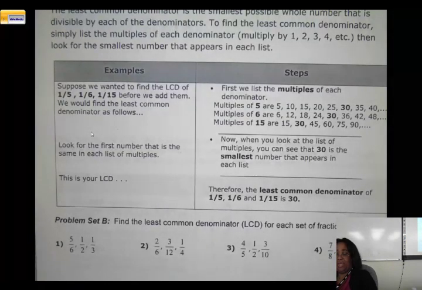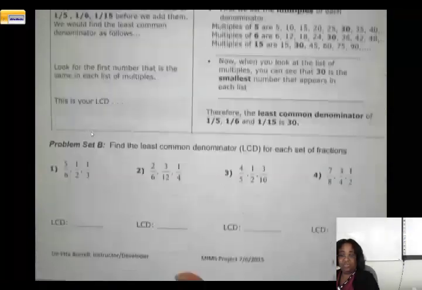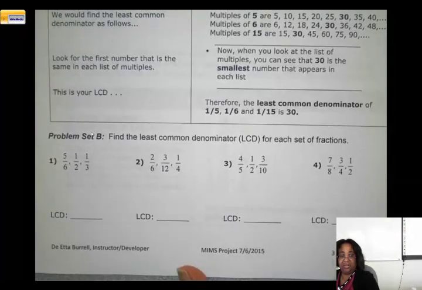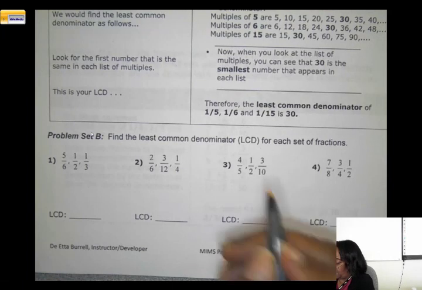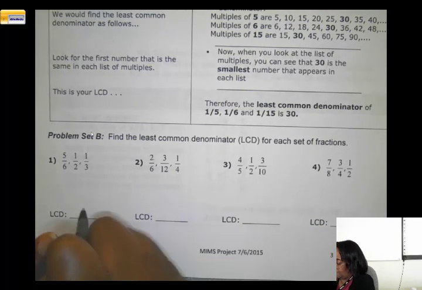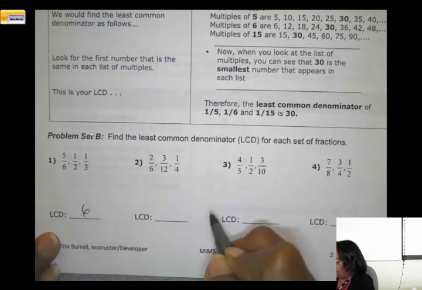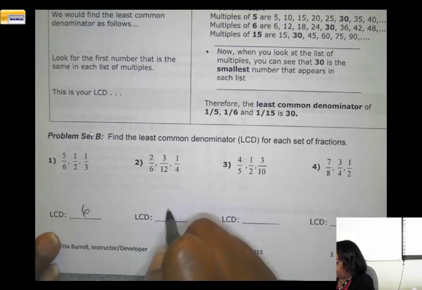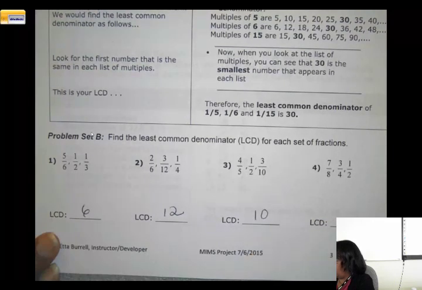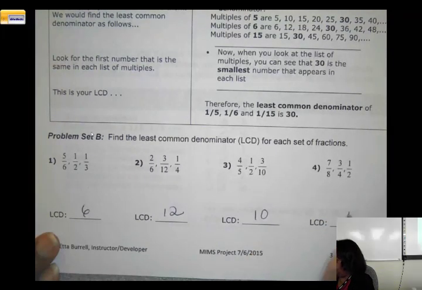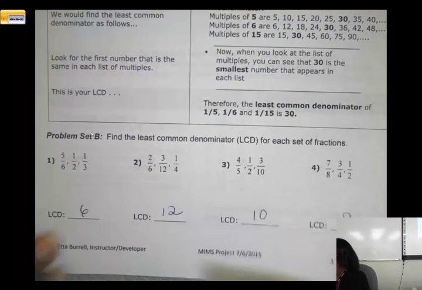Now at the bottom of page 3, you guys were supposed to just find what the LCD is. So let's just find the LCD for these. What's the LCD for number 1 where I have 6, 2, and 3? And what about for number 2? And what about number 3? And what about number 4? 8. Okay, those are pretty easy.